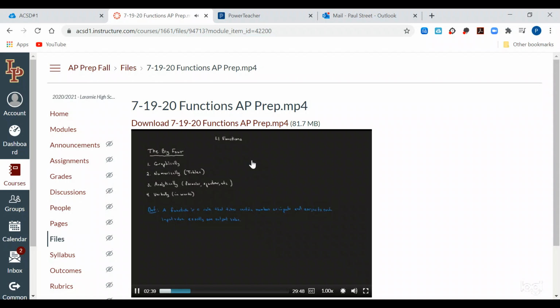And the output is a function of the input, we say. The output is a function of the input.